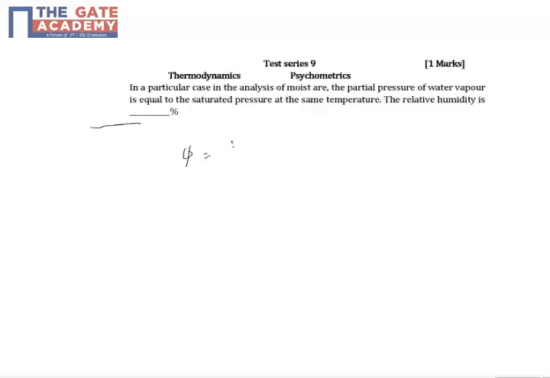Now, relative humidity is defined as the ratio of vapor pressure to saturated vapor pressure, if you have a mixture of air and water vapor. Whenever it's a mixture, it's an ideal gas, and both occupy the same volume. So the partial vapor pressure to the saturated vapor pressure, that is, how much it can hold at the maximum at that same temperature, is what is defined as relative humidity.